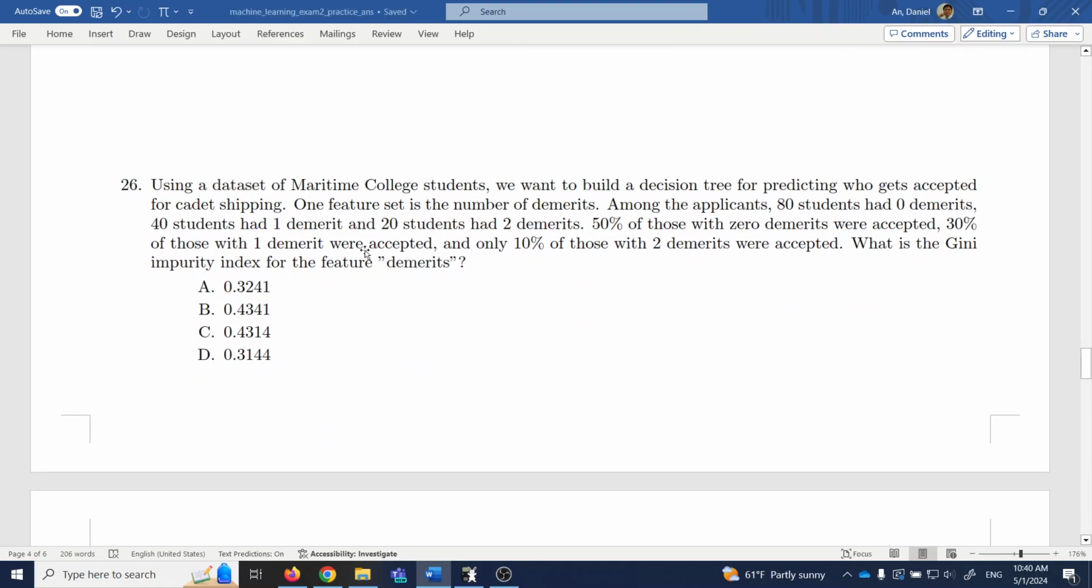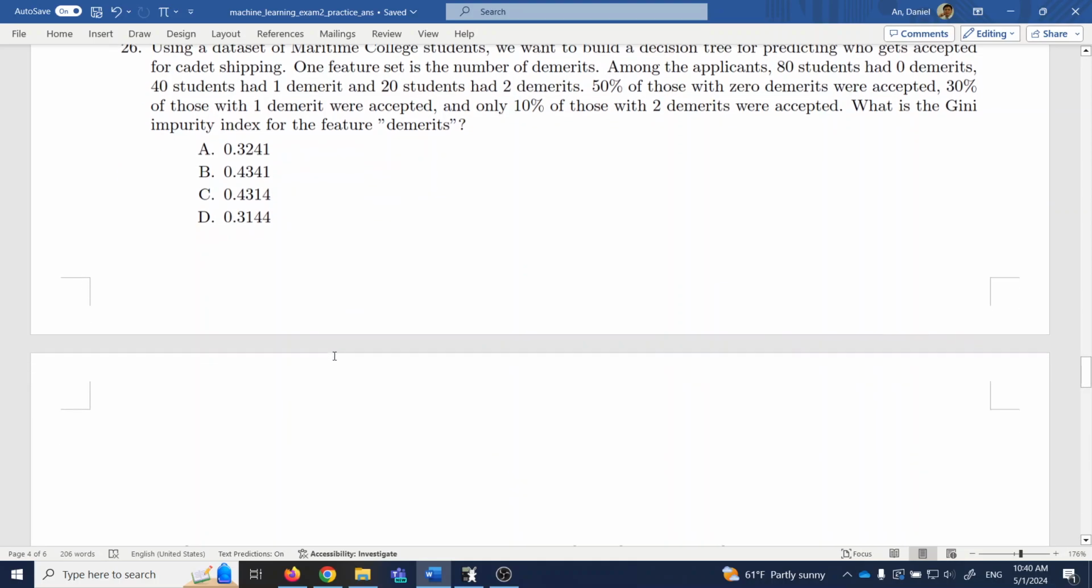Okay, using a data set of maritime college students, we want to build a decision tree for predicting who gets accepted for cadet shipping. One feature is the number of demerits, and these are the numbers given. Okay, what is the Gini impurity index for the feature demerits?